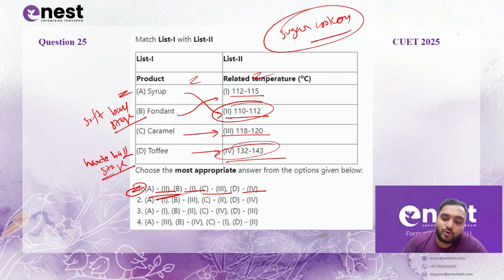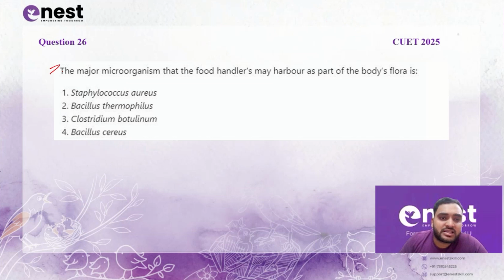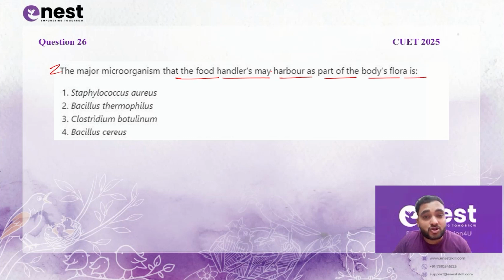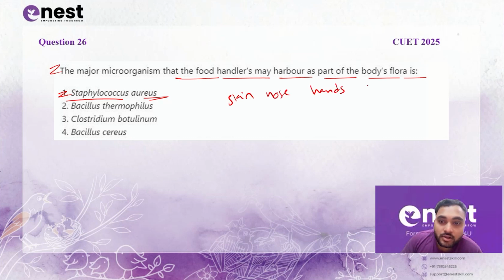Let's go on to question number 26, which is the major microorganism that food handlers may harbor as a part of the body's flora. What does body flora consist of? Body flora consists of the microbes which are found on the body of a person. That means in hair, in mouth, in nasal cavity, in nails, or in skin. So Staphylococcus aureus is the main microbe which is found in skin, nose, hands, nails, throat, and many times these are in direct contact with the food, because a person can wear gloves, can wear an apron, but the mouth will always be open.